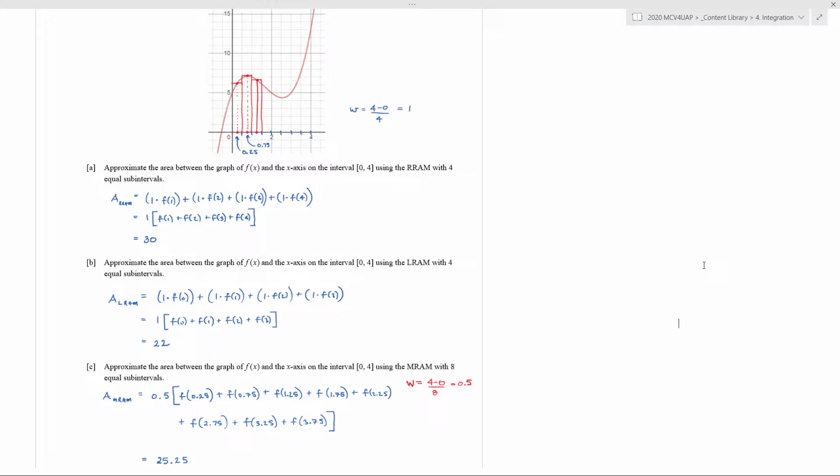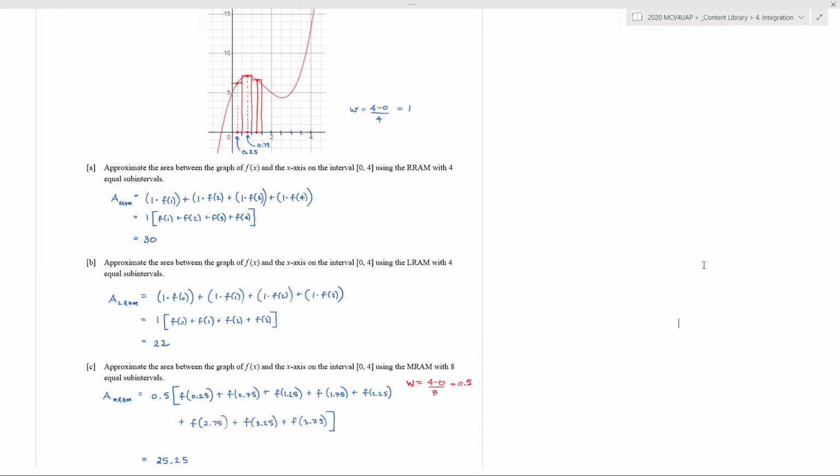And then it's just letting your calculator do the work. So you have to plug all those values into the function. You have 8 values there you're going to add up and then multiply by the width of a half, and you should get 25.25. So that would be the midpoint rectangular approximation using 8 rectangles, or 8 equal width rectangles.